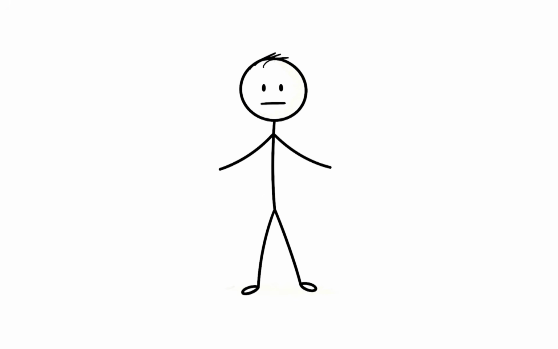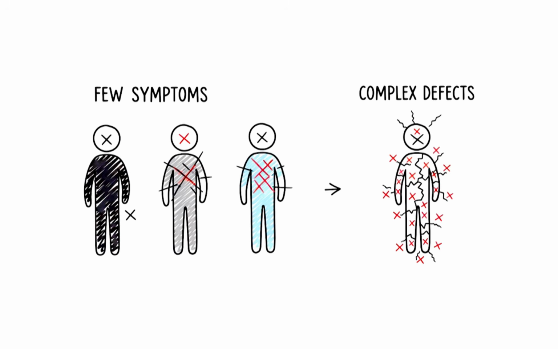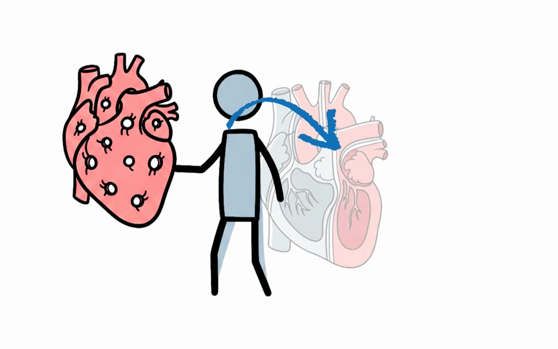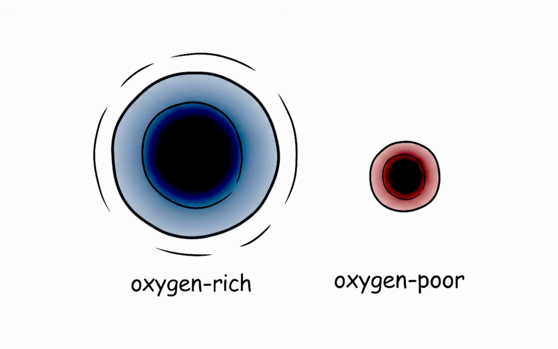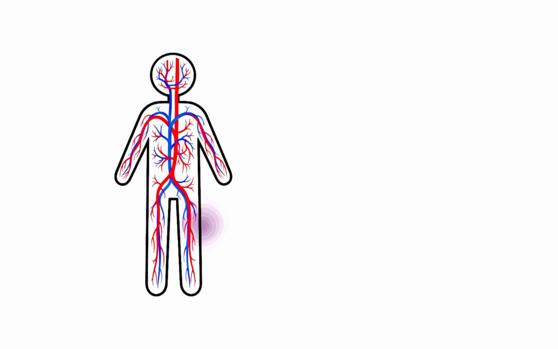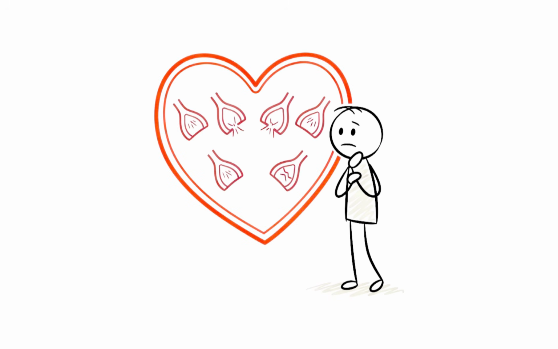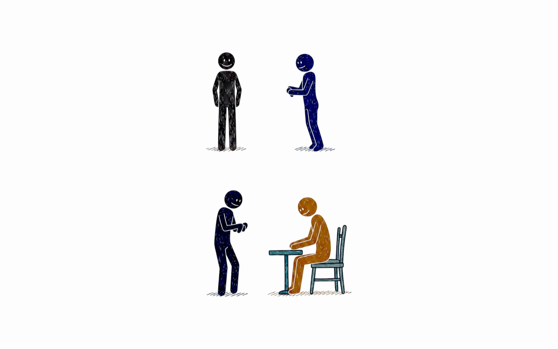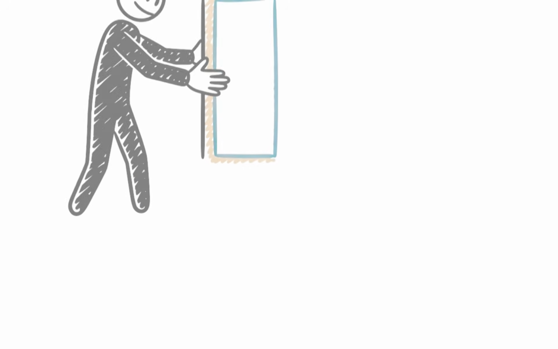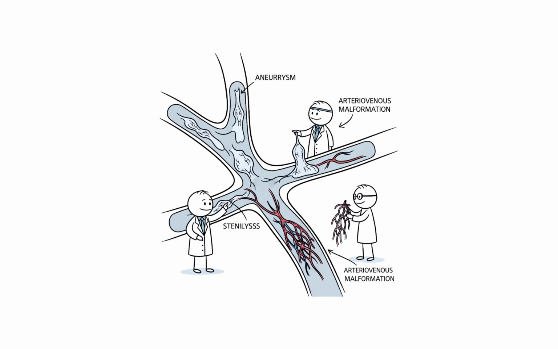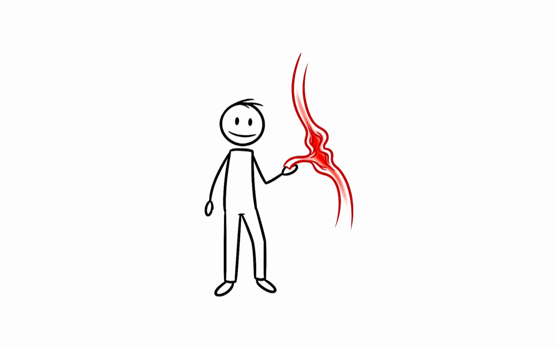The severity ranges from mild abnormalities that cause few symptoms to complex defects that require multiple medical interventions. Some congenital heart defects involve holes in the walls that separate the heart chambers. These openings allow oxygen-rich and oxygen-poor blood to mix, reducing the efficiency of circulation. Other defects affect the heart valves, causing them to be too narrow, improperly formed, or unable to close completely. Some conditions involve abnormal connections between blood vessels or malformations of major arteries.